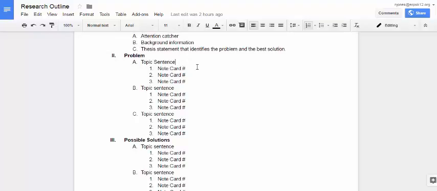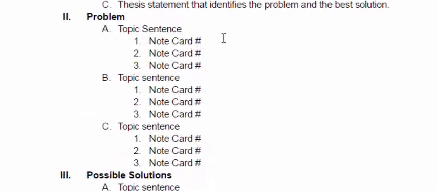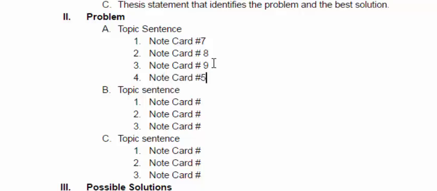So for instance, if I'm doing one on the feral hog problem, I notice that note card 7 and 8 and 9 and 5 all have to do with defining what is a feral hog. So that'll be my topic sentence. Now notice I added another note card slot. You can do that. If you have 7 note cards over the same basic problem, you're going to need 7 note cards. If you only have 2, use 2. There's no set way to do this. Your research is your research.